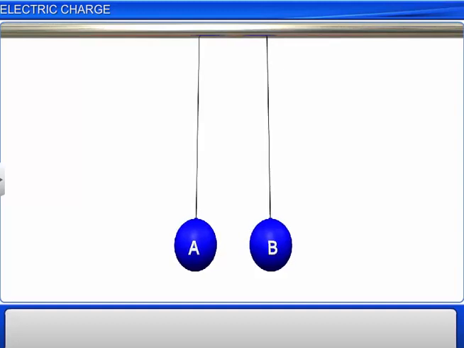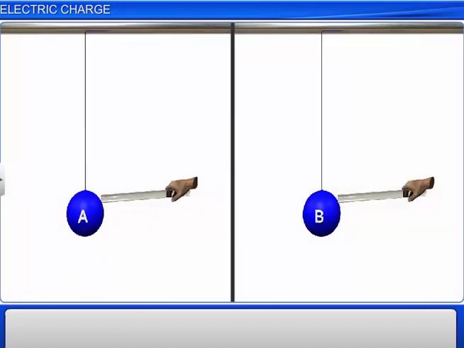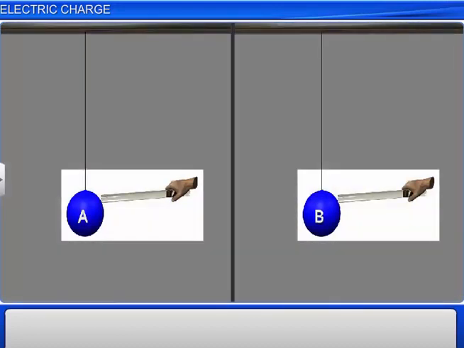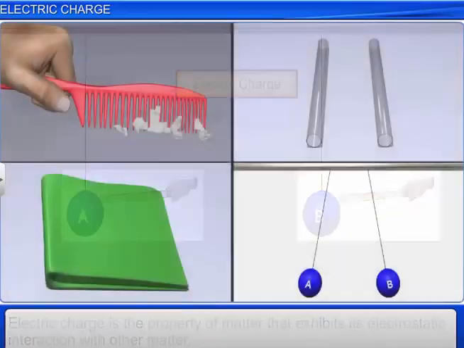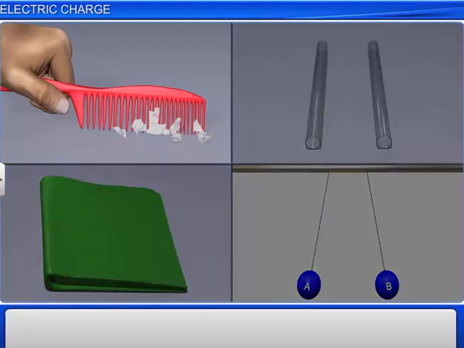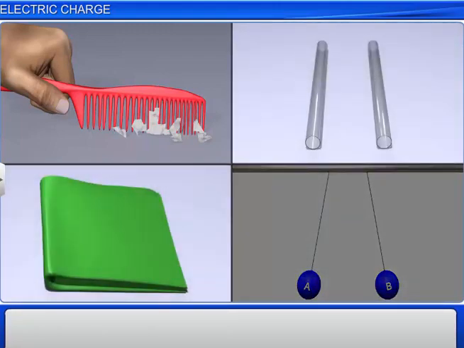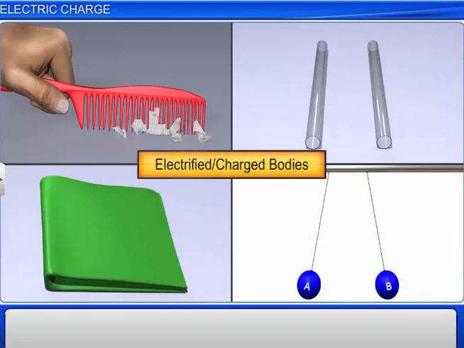The physical quantity responsible for all these phenomena is known as electric charge. Electric charge can be defined as the property of matter that exhibits its electrostatic interaction with other matter. From previous examples, bodies like combs, glass rods, silk cloth pieces, pith balls, etc. are said to be electrified or are called charged bodies.